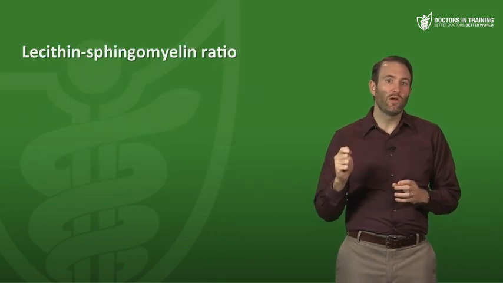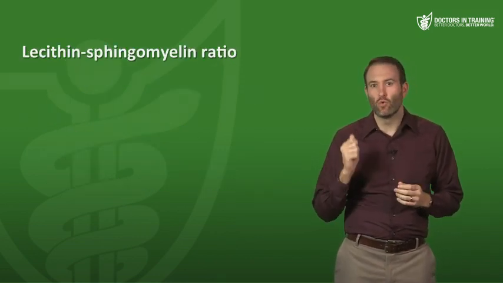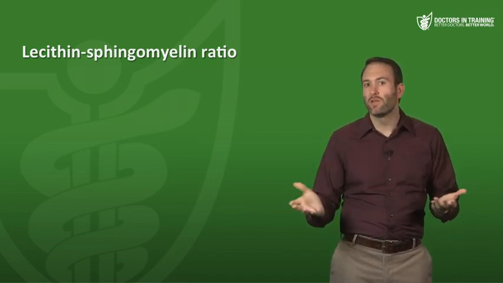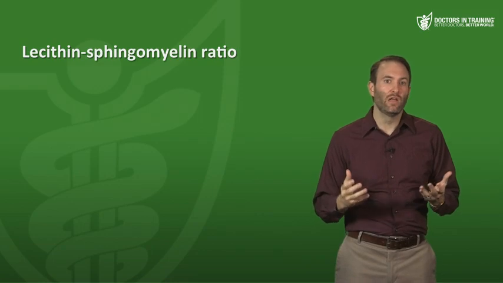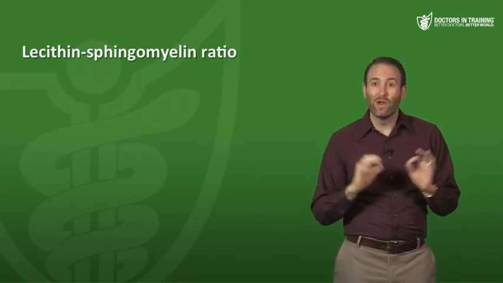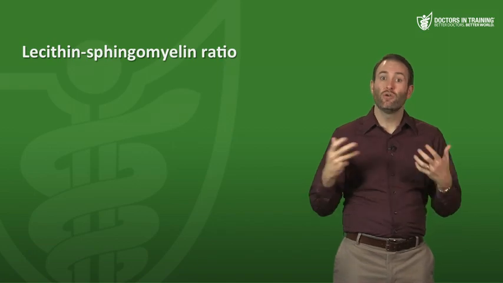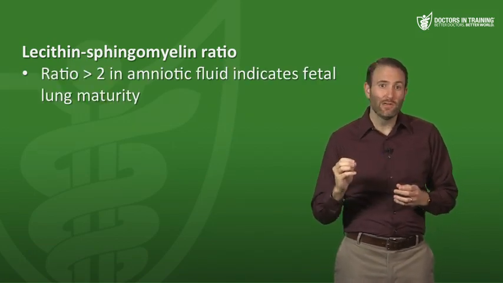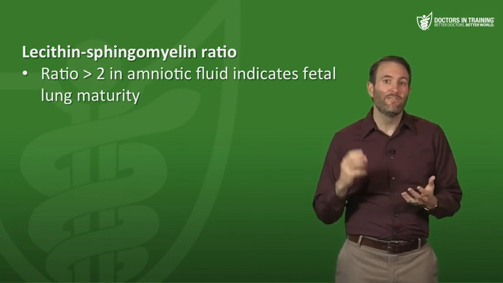You should also be aware of the lecithin to sphingomyelin ratio. This comes into play when we have premature labor or some other complication during pregnancy which would result in the delivery of a premature infant. We take a sample of amniotic fluid, and the ratio is used to determine the lung maturity of those premature fetuses. A ratio of greater than 2.0 in amniotic fluid will indicate fetal lung maturity.